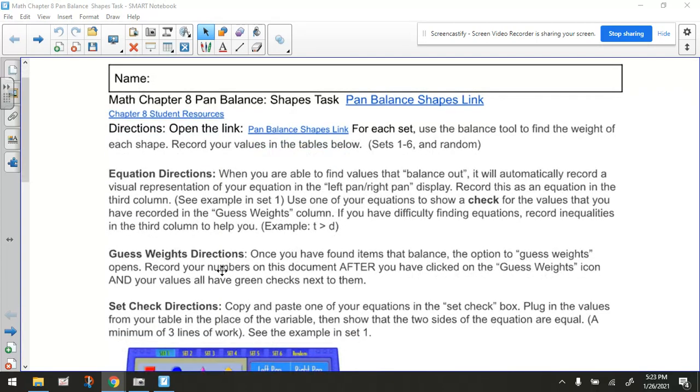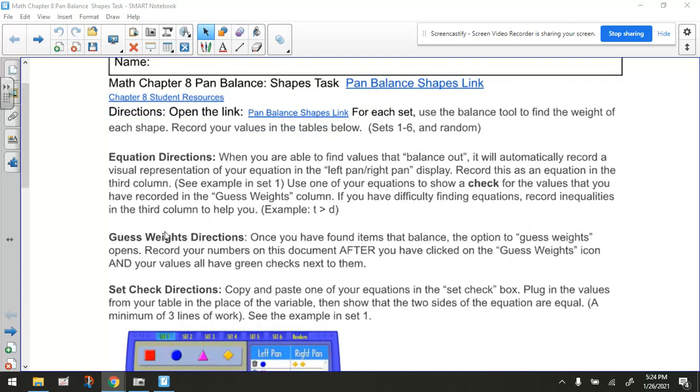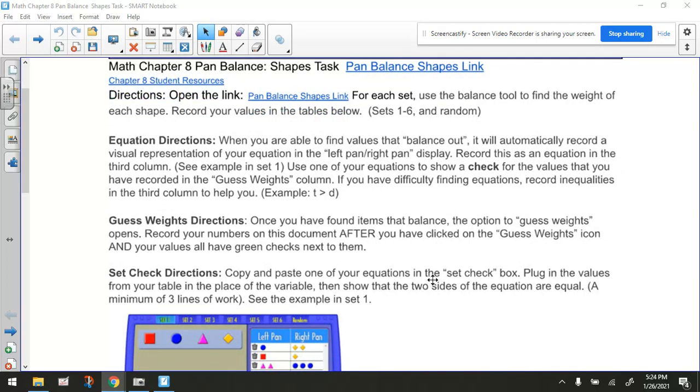All right, so guess weights directions. Once you have found items that balance, the option to guess weights opens. Record your numbers on this document after you have clicked on the guess weights icon, and your values all have green checks next to them. So for the set check directions, copy and paste one of your equations in the set check box, plug in the values from your table in the place of the variable, then show that the two sides of the equation are equal, a minimum of 3 lines of work. See the example in set 1.